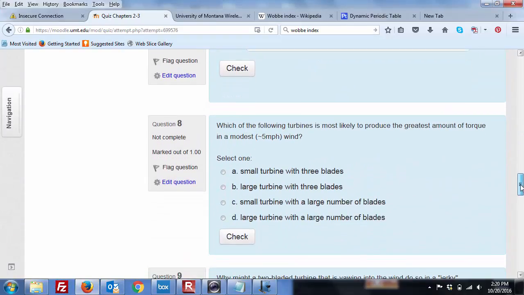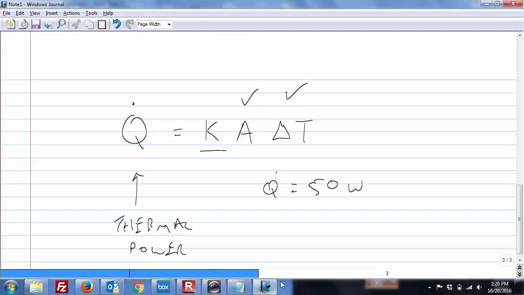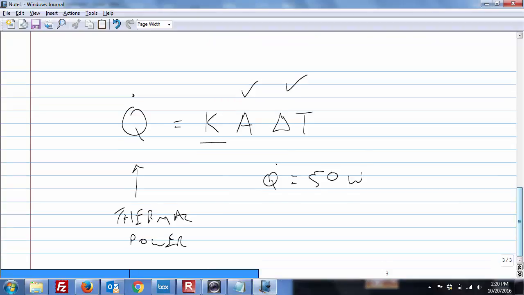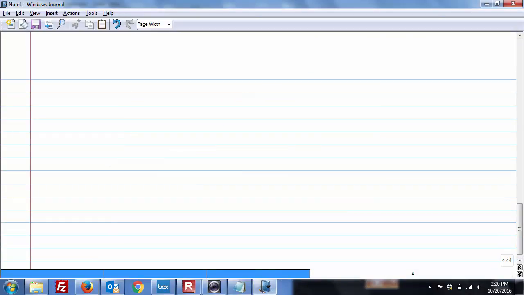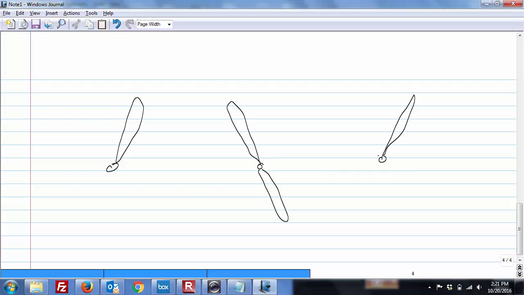Which of the following turbines is most likely to produce the greatest amount of torque in a modest wind? So whenever I'm faced with a situation like this, you might just say, well, here's sort of the simplest turbine you could have, just a one-bladed turbine. Here's another one, and then just kind of keep moving up, and then get to a pinwheel. You've probably seen a pinwheel before, child's toy. Think about what that thing looks like.